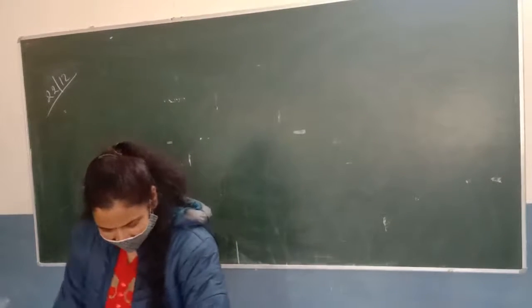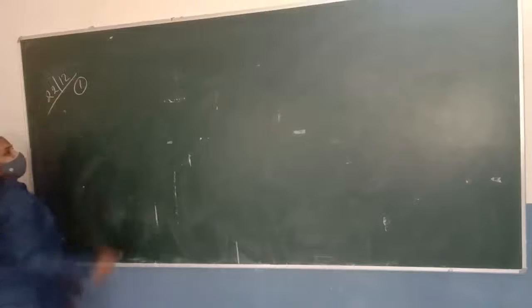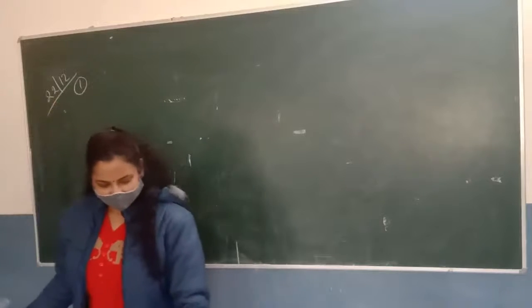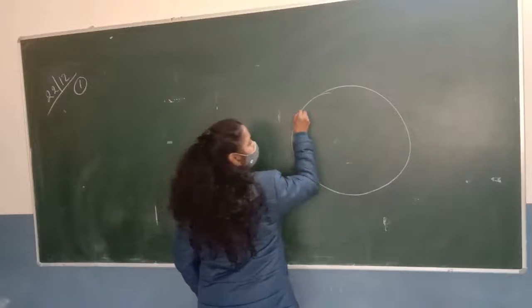Last exercise is of area related to the circle, 12.3. There is no new formula for this exercise. The first question is, this is a circle and this is the diameter.